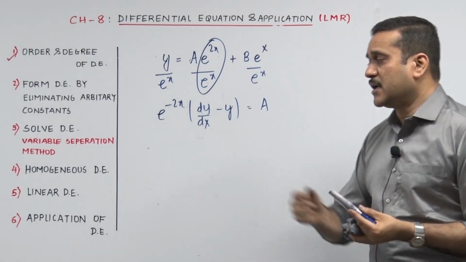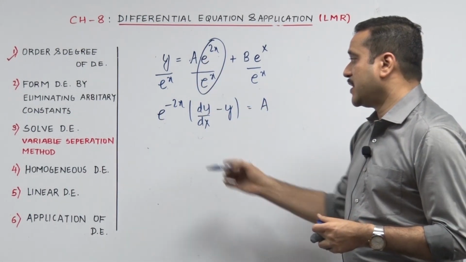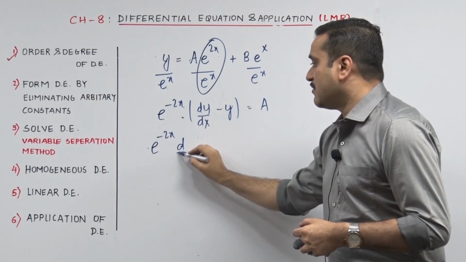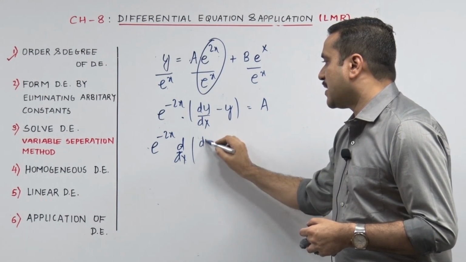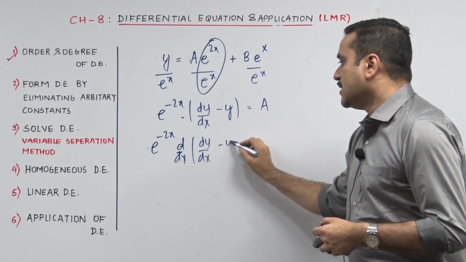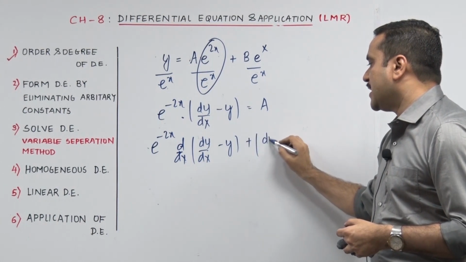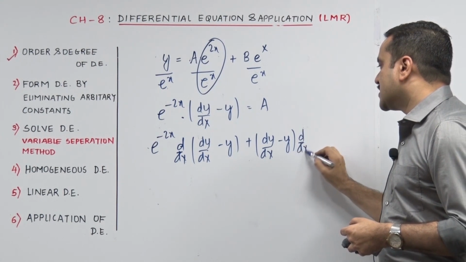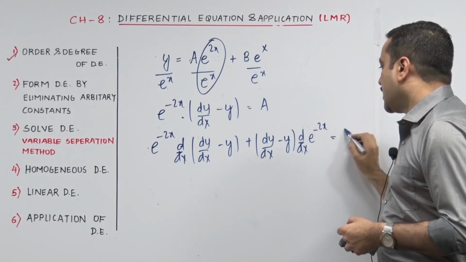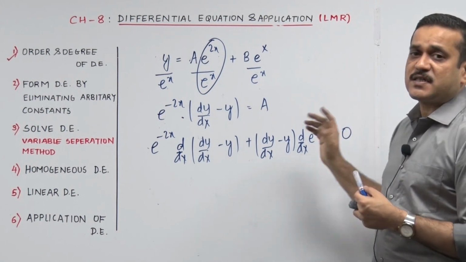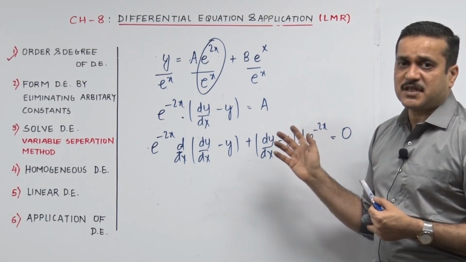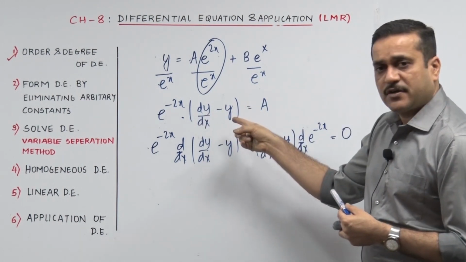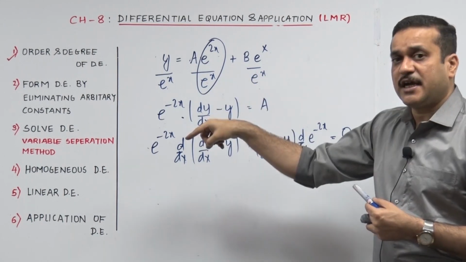So now my last shot, differentiating once again with respect to x, it happens to go e raised to minus 2x, it's a product rule, into the derivative of dy by dx minus y, and then plus dy by dx minus y into the derivative of e raised to minus 2x. Please check for yourself. I got my second success. The a has been killed. Now differentiating both the sides with respect to x, the a is gone. But check this side. First function into derivative of second function plus second function into the derivative of first function.